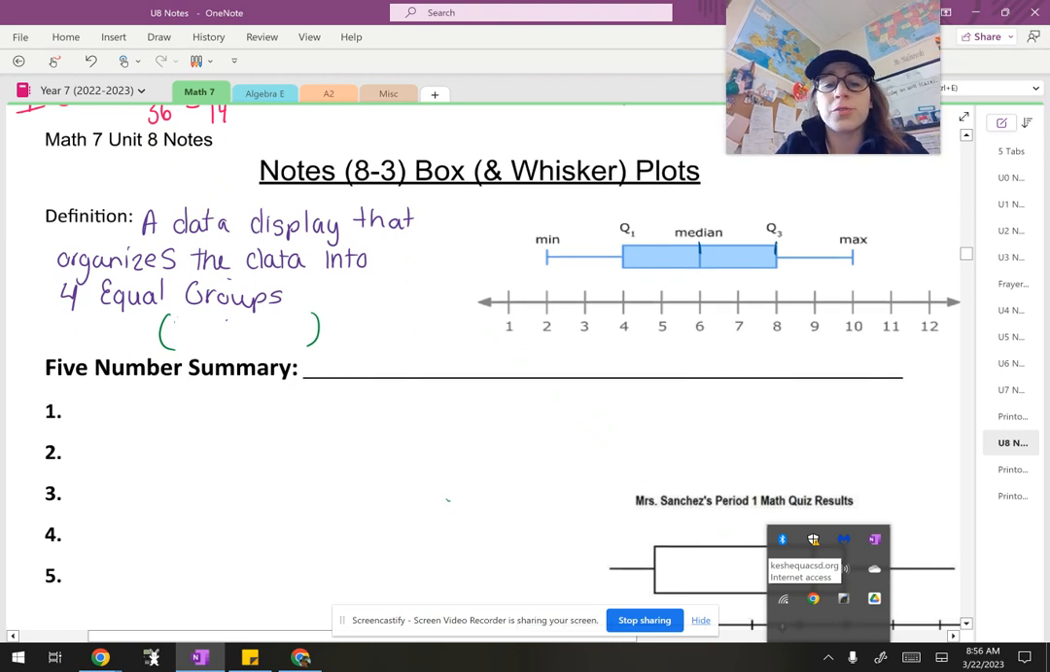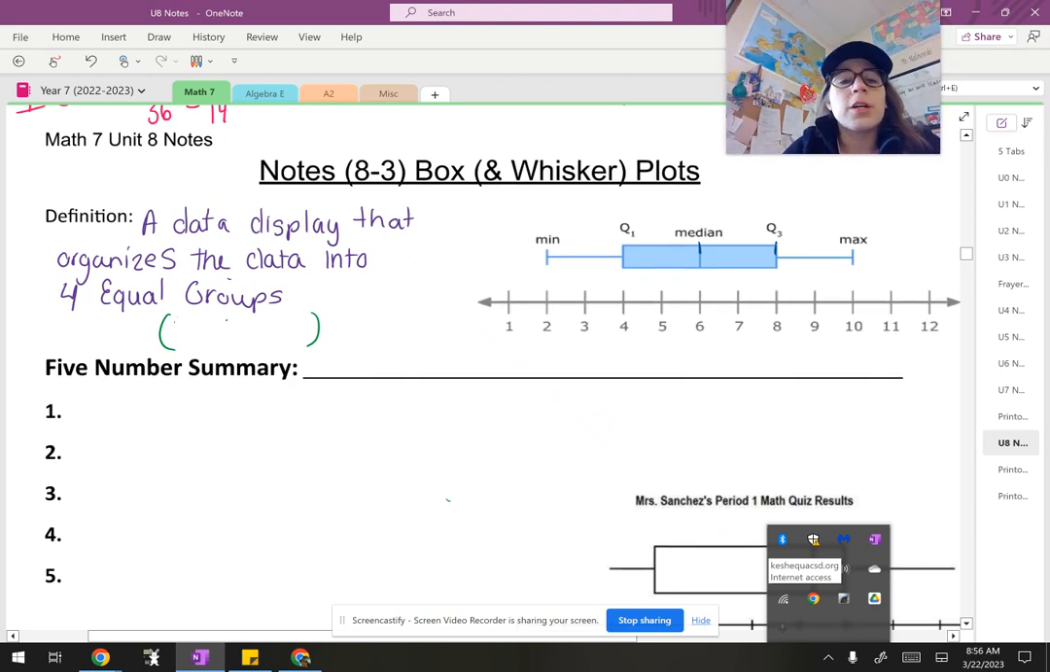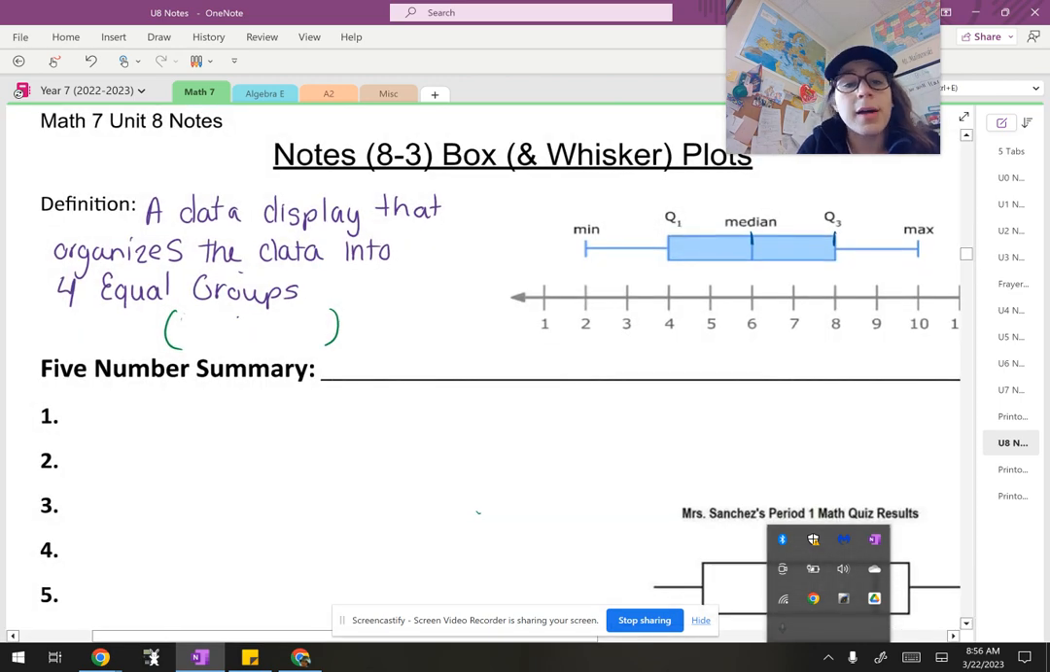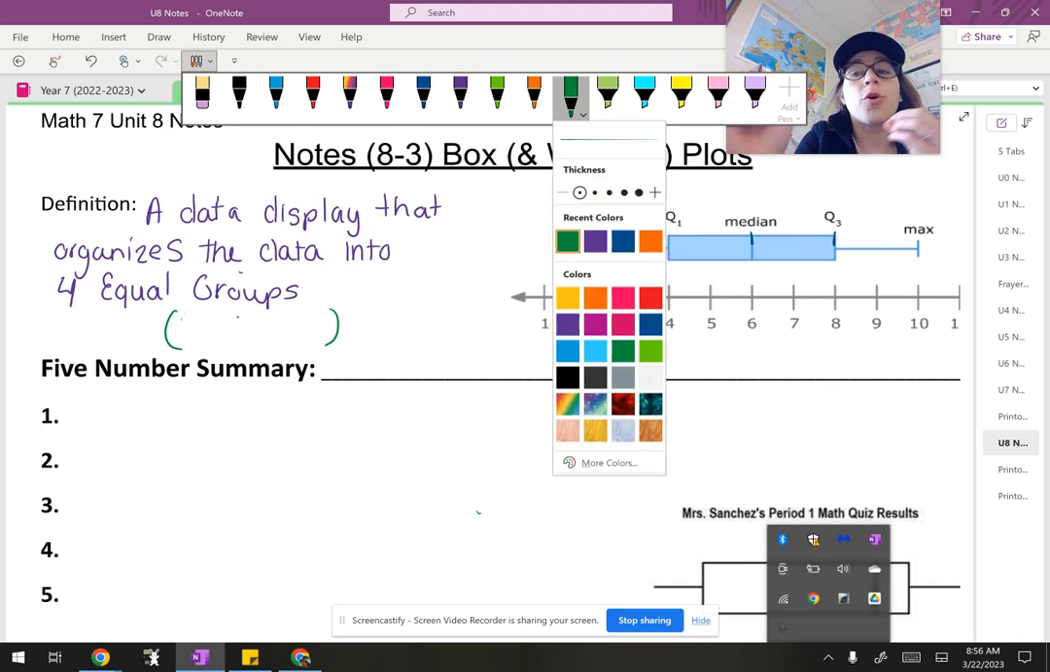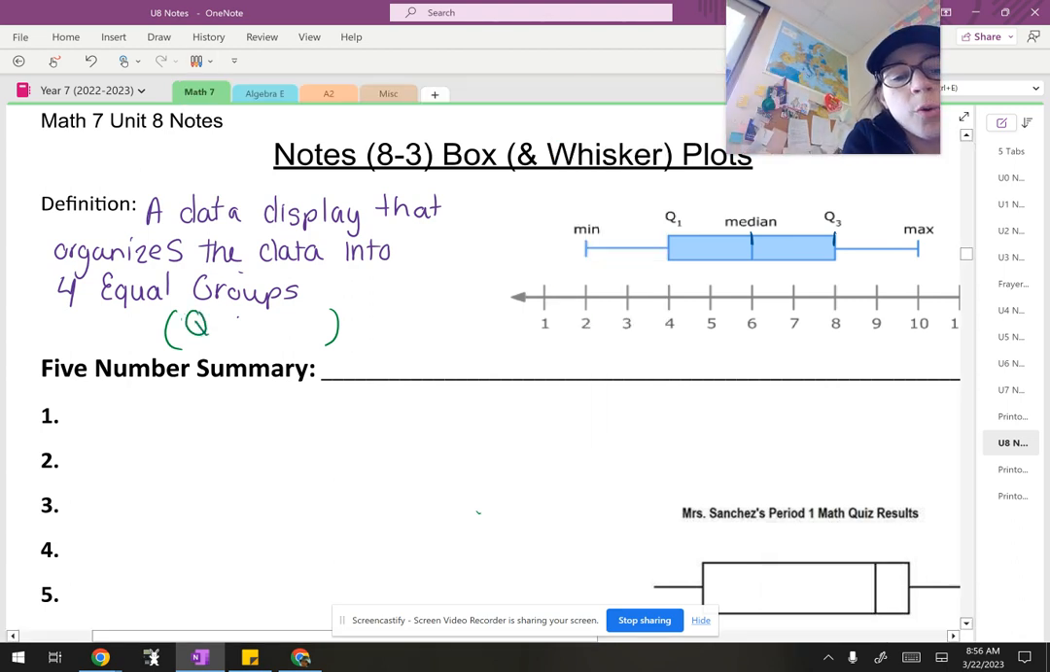This is 8-3 notes. So starting off, a box and whisker plot, otherwise known as a box plot, is just a data display that organizes the data into four equal groups. So if there's four equal groups, that means we learned a name for those four equal groups, and we called those quartiles.